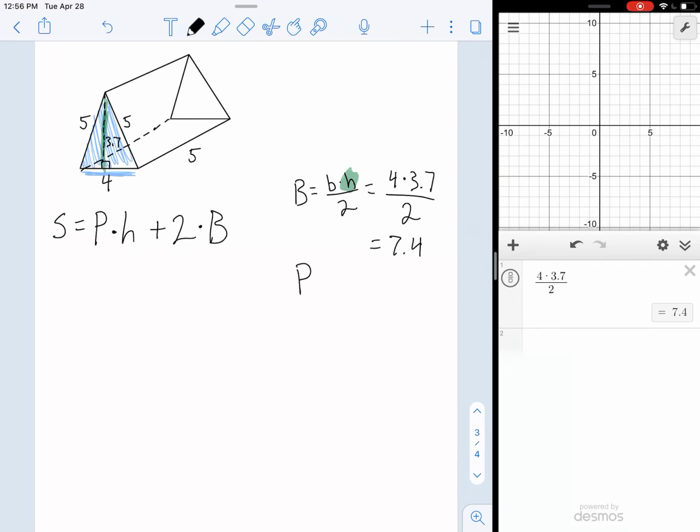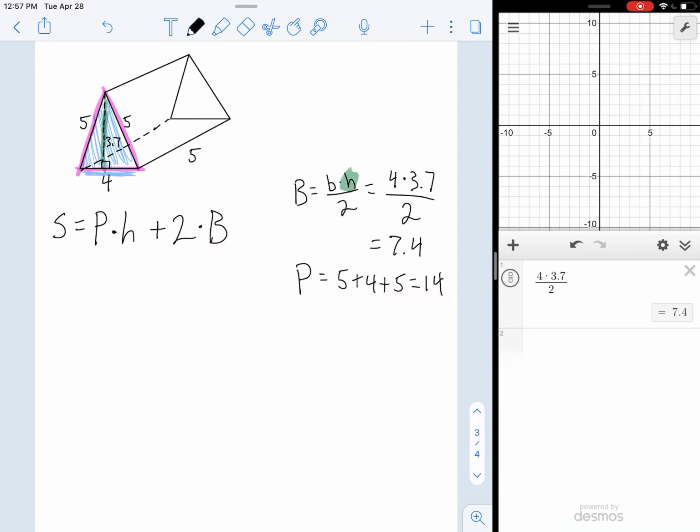Okay, now capital P. Capital P was the perimeter of the base, so the distance going all the way around. Let me make this a little bit bigger. So the distance going around, I add up all my sides, so 5, 4, and 5. So I use 5 plus 4 plus 5, which gives me a total of 14.